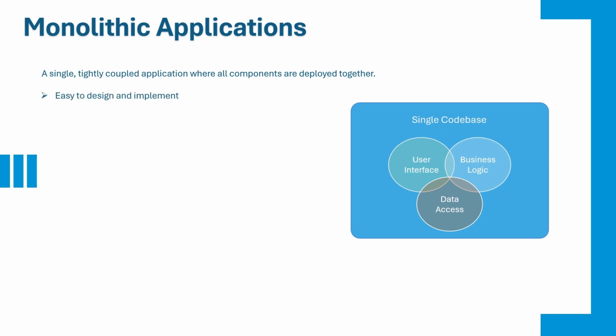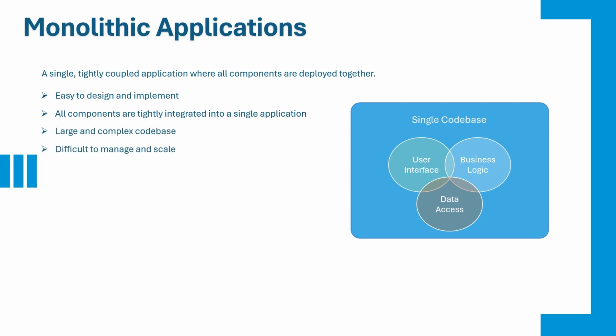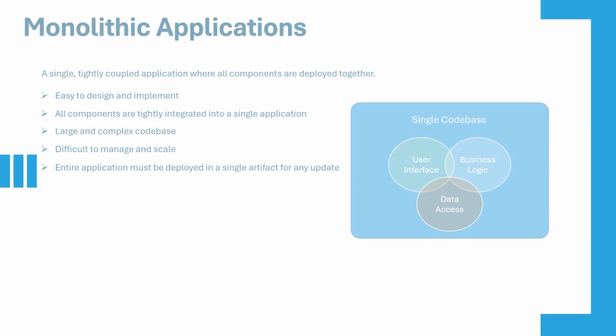While simple and straightforward, monolithic architectures have significant drawbacks. As the application grows, the codebase becomes large and complex, making it difficult to manage and scale. Any change in the code requires rebuilding and redeploying the entire application, which can be time-consuming and risky. Additionally, a single bug can bring down the entire system.